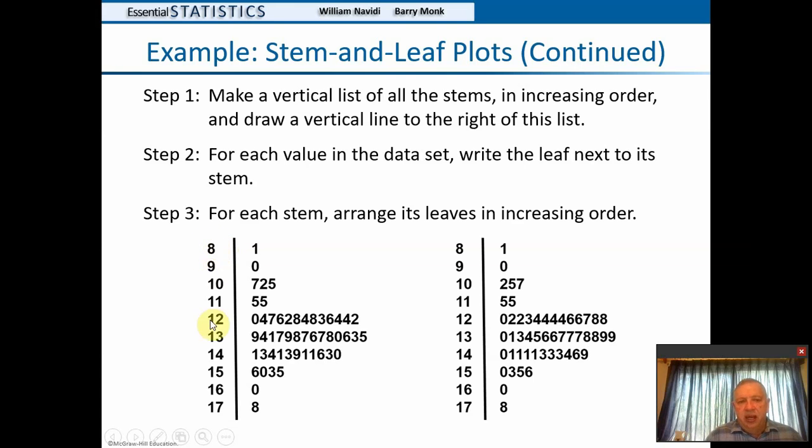The stem, I'm going to write out here to the left. So here's an 8, and we saw 81. So we're just going to shorten that 81 to an 8 and 1. We saw a 90, so we see a 9 and 0.